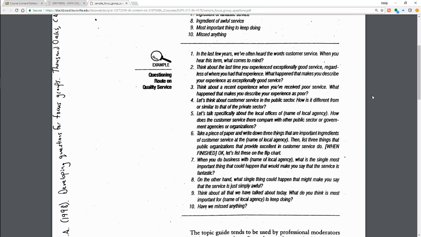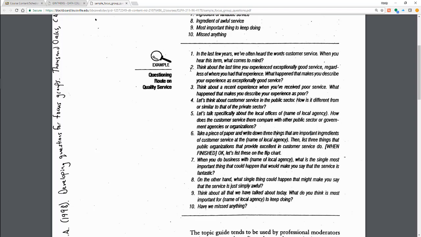What this is essentially is telling you to have a path. You start with a question, and depending on how the answer goes, then you just take them through a road. So let's look at 3 of them. The first one: in the last few years, we've often heard the words customer service. When you hear this term, what comes to mind? Very open-ended. Of course the respondent gives their answer, and you have to be careful because it can go on a tangent. But then you get to number 2.